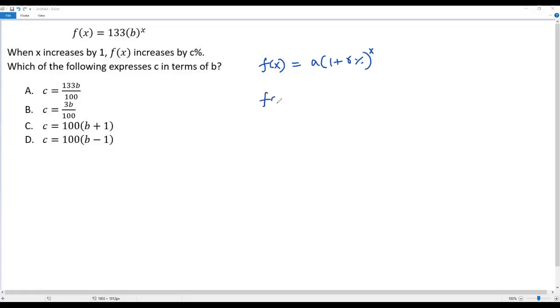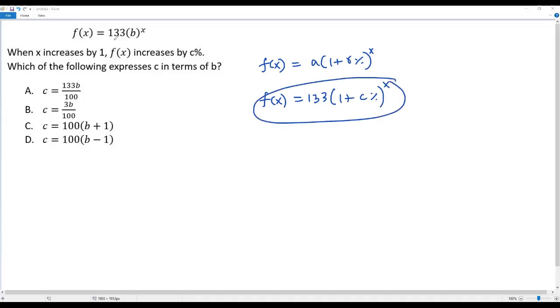Okay, now when I compare the given function and this one, the initial value is 133, let me write it here. So 133 times (1 + c%), instead of r percent, you have to write c percent. Because the question says when x increases by 1, f of x increases by c percent, so we can replace r percent by c percent, to the x power. Now let's compare this and this. In the place of b, what do we have? In the place of b, we have 1 + c percent. So we can write that 1 + c percent equals b.